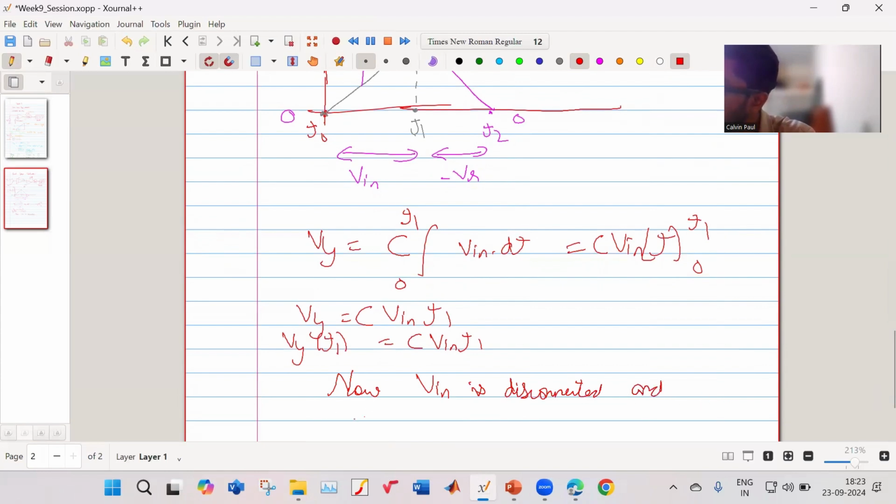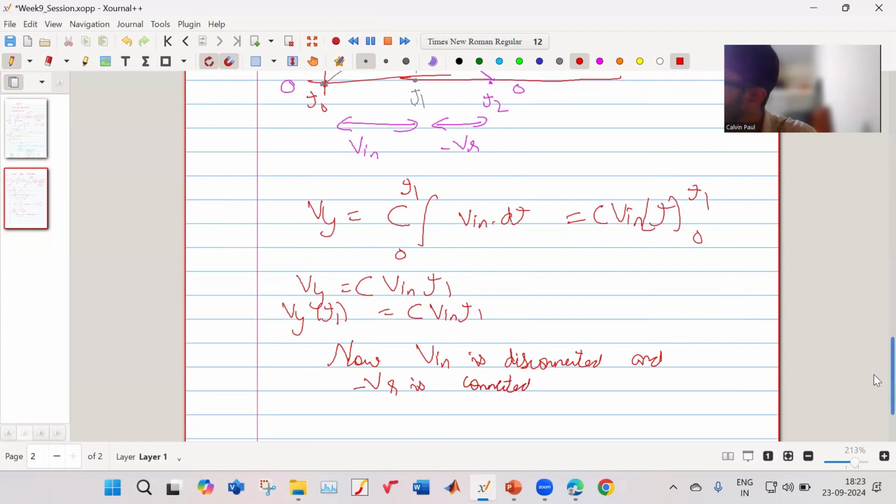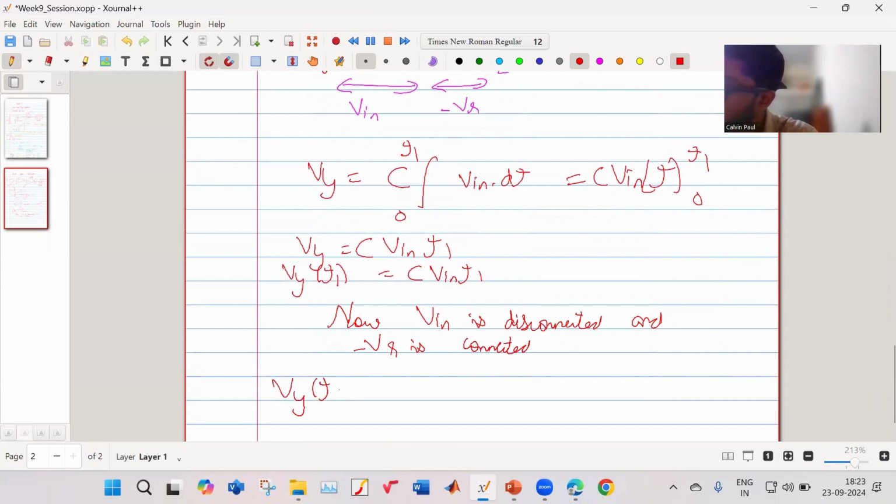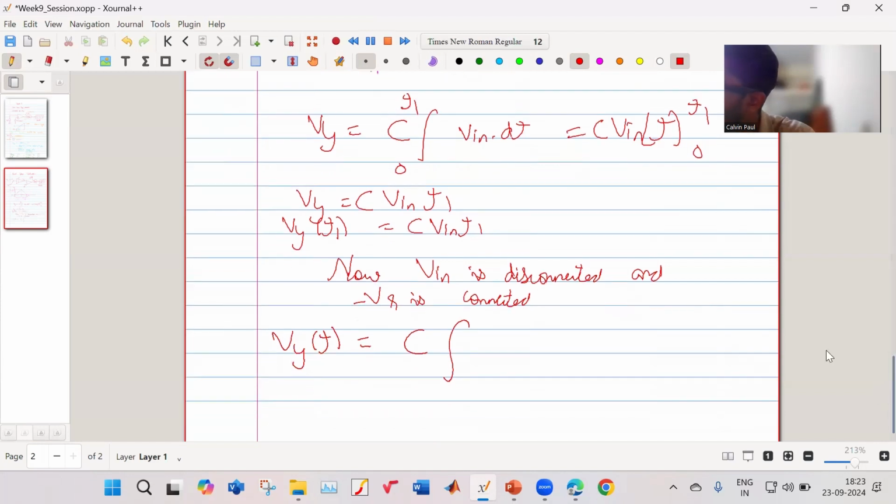And what is connected? Minus Vr is connected. Vr is some voltage which we know accurately. So what happens? Vy of T will be equal to C integration from T1 to some value T of minus Vr into dt, plus Vy of T1, because this is the initial condition of your integrator. This has to be included.